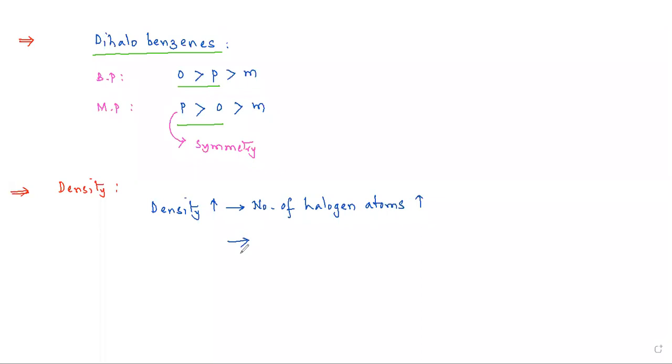Density also increases with the number of carbon atoms. Increases with increase in the number of carbon atoms. It also increases with the atomic weight of the halogen atom. Okay. This is all about the density.